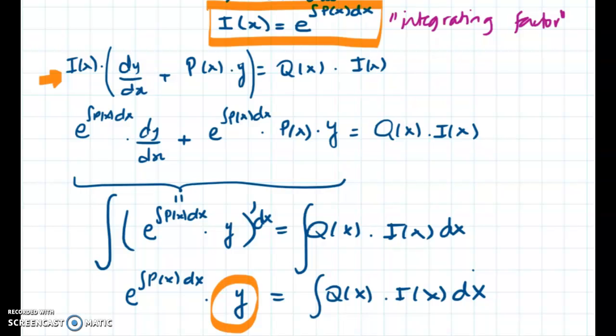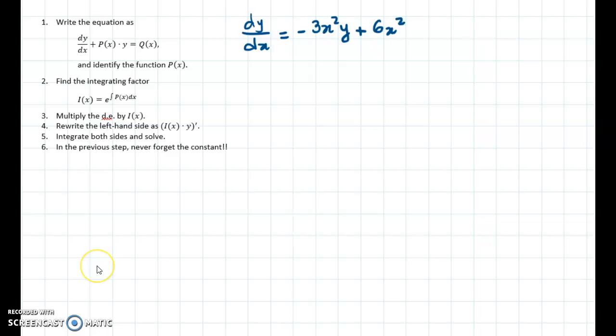Let's see an example of how I will solve it. I wrote over here the steps that we're going to follow and the differential equation that we are going to solve. First of all, we want to check that this is a linear first order differential equation, and you can see that it is, and we want to write it in the standard form that we described at the beginning of the video.